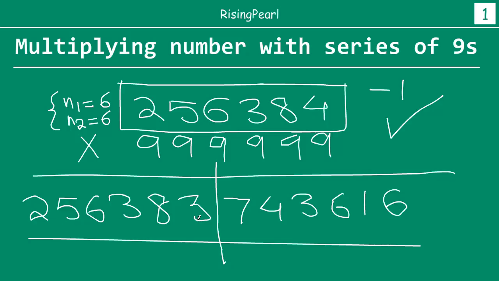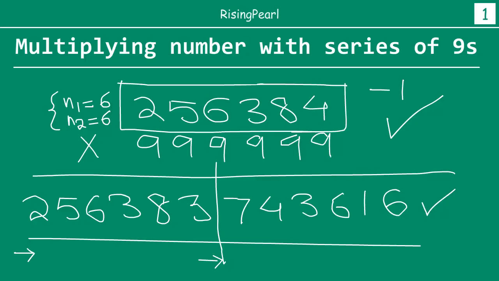Then what I did was I took each of these digits starting from here, going this way, and subtracted each of these digits from 9, and I did that all in my mind. So we are going to write it going this way. So 9 minus 2 is 7, 9 minus 5 is 4, 9 minus 6 is 3, 9 minus 3 is 6, 9 minus 8 is 1, 9 minus 3 is 6. And so this is indeed our answer.